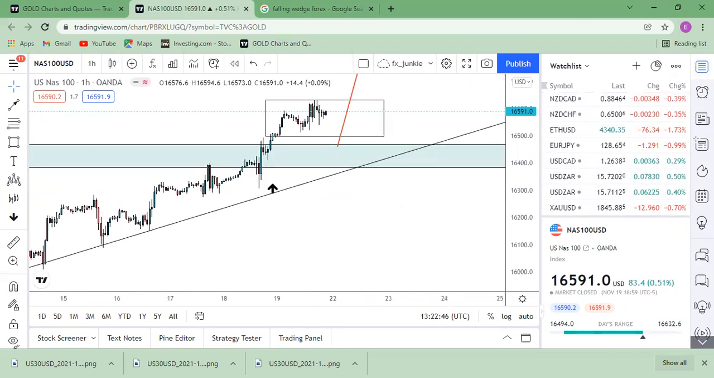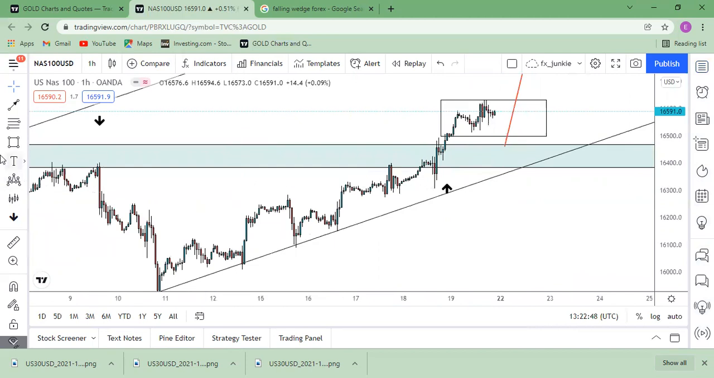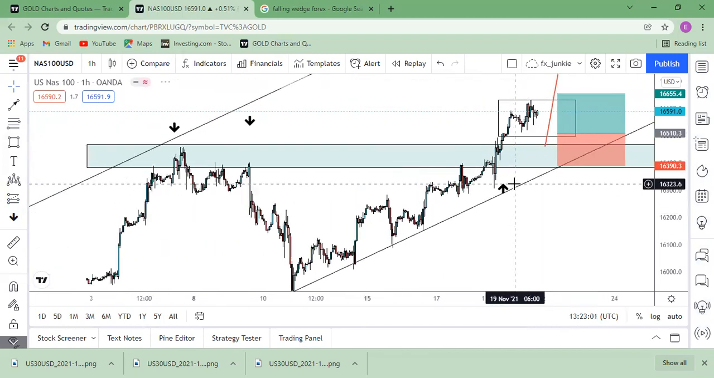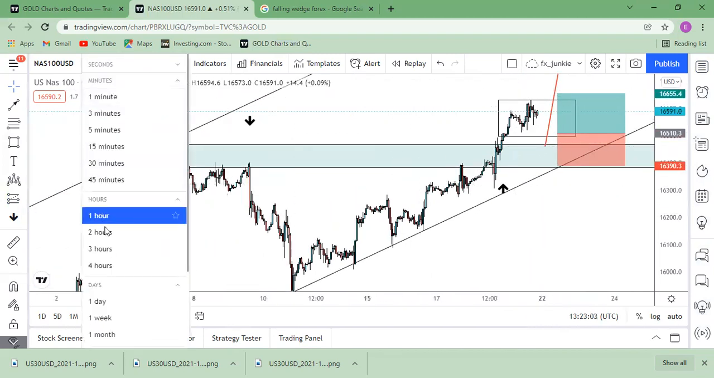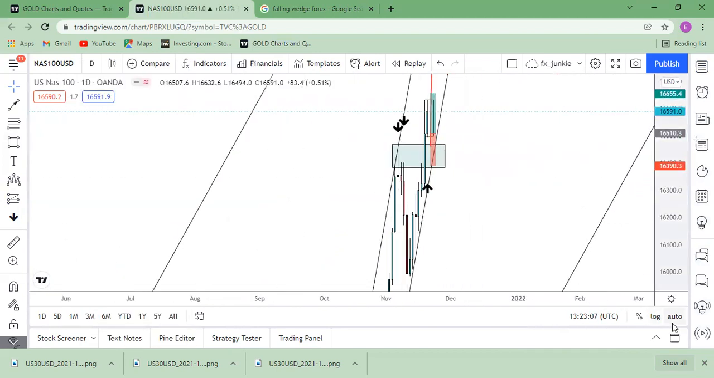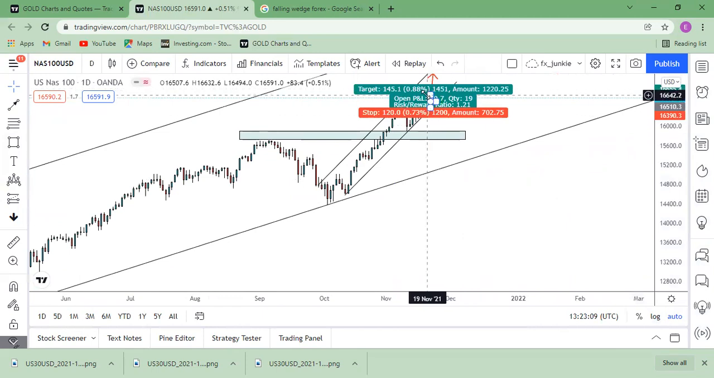So let's see our last on Nasdaq. I'll be looking for an entry, even if the market consolidates to the downside. I'll still enter my long whenever it comes back to the lower point. Stop loss just here, because my take profit will be all the way up.